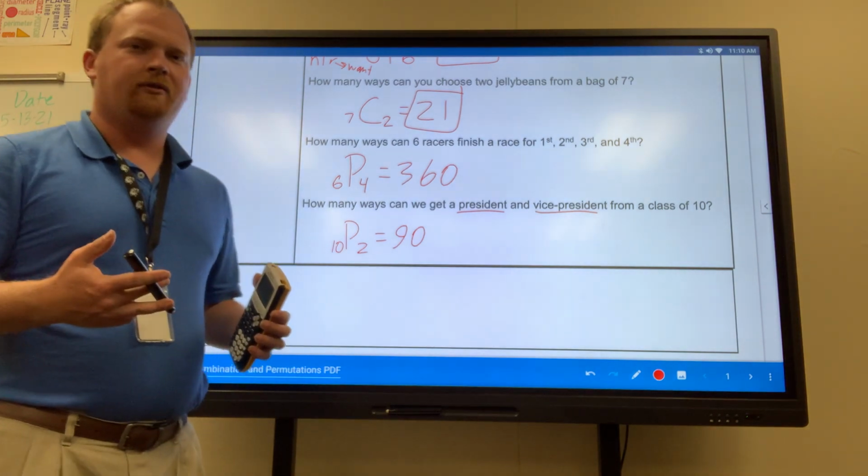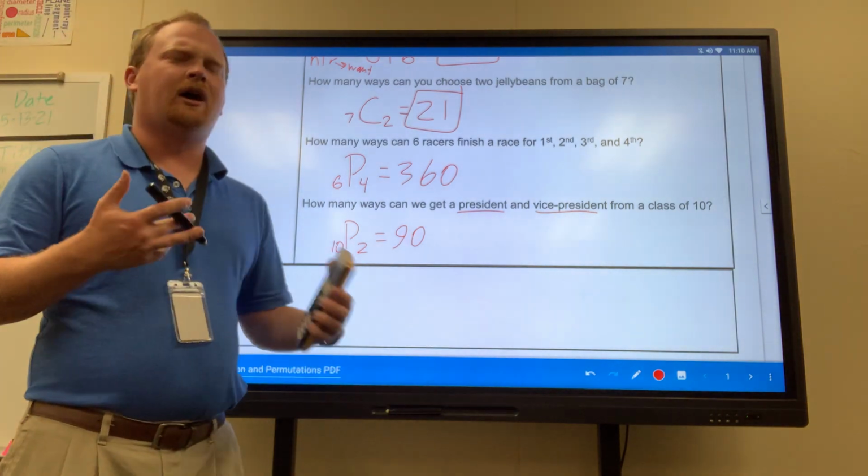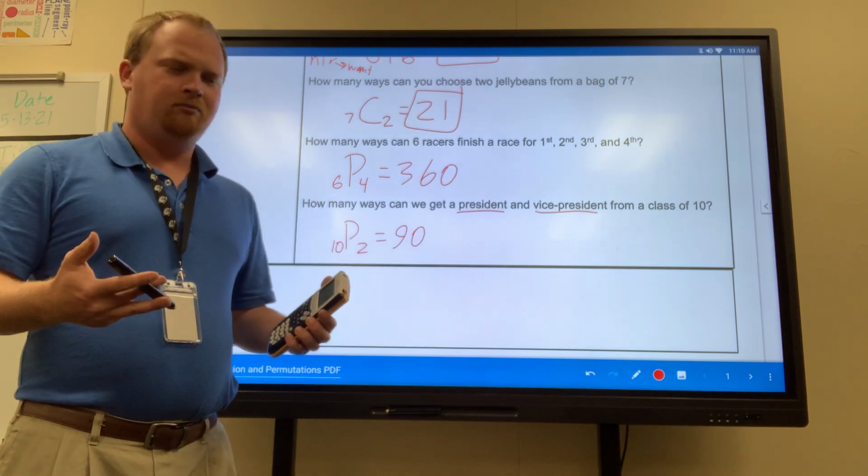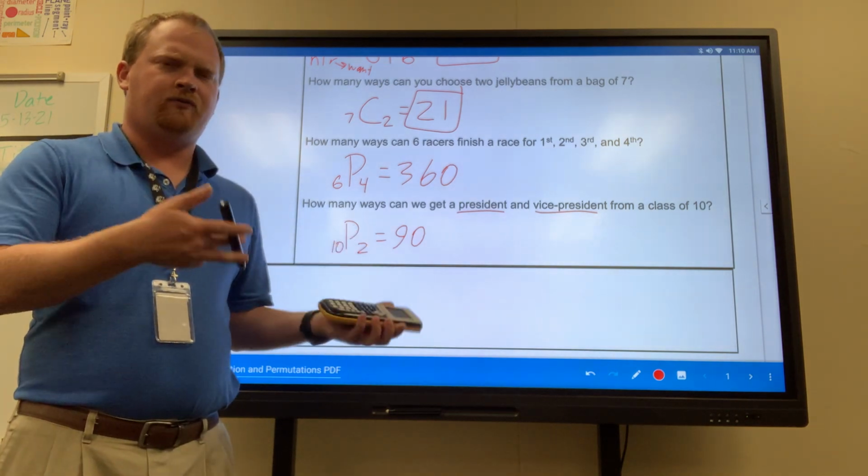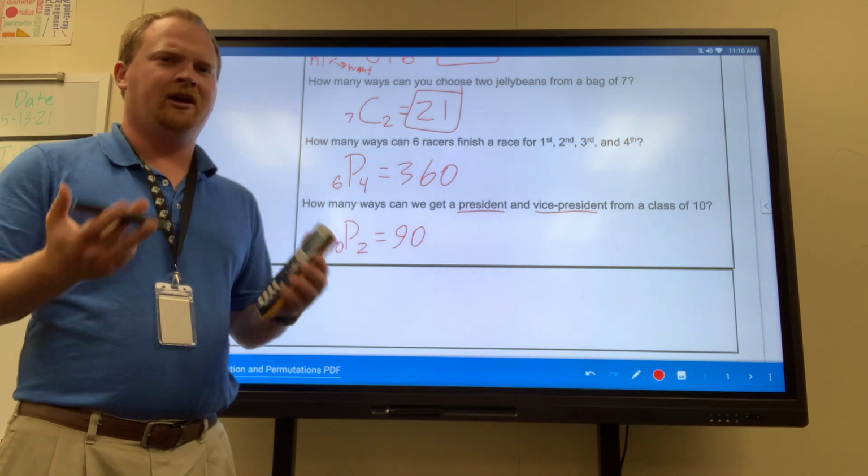So the importance of it is that we know how many different outcomes there could be, so that one day we can figure out the probability of being selected.